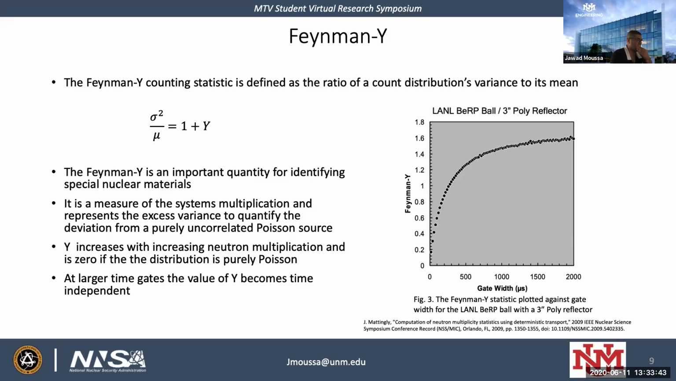This plot here on the right was taken from a paper published by Mattingly at Sandia National Labs, where it represents the Feynman-Y, which is typically plotted against gate width in microseconds. That's the gate width of the measurement times for the Lano-Burt ball with a poly reflector. And you can see that it grows initially, and then it plateaus at a value a little above 1.